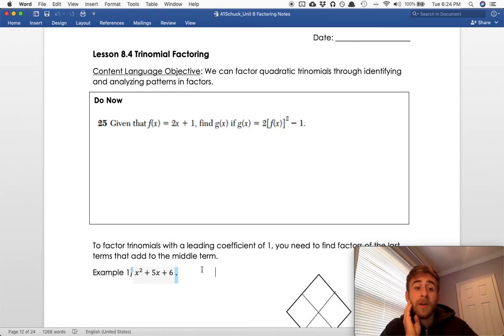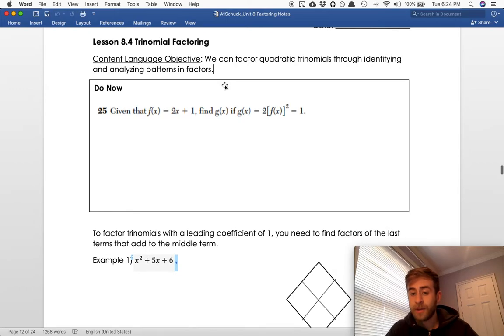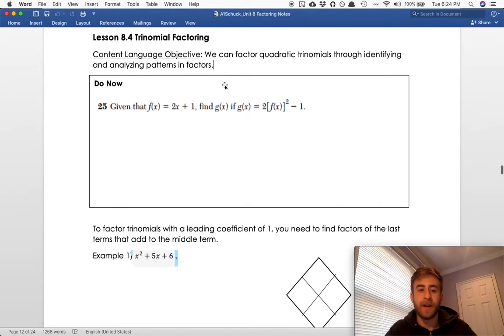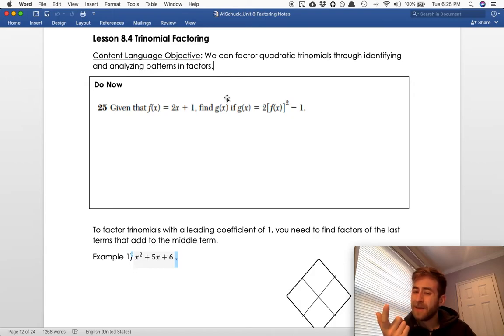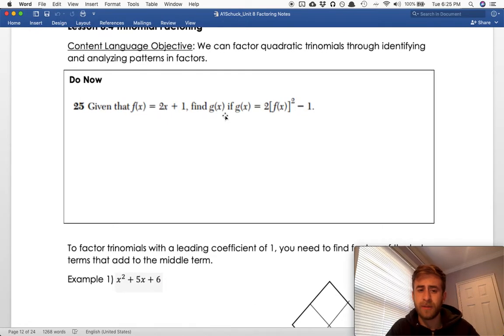Whatever. So we're going to factor quadratic trinomials through identifying and analyzing the patterns in factors, and we'll see what we're doing in a minute. First though, I actually kind of like this do now, so I'm just going to do it. It's a good practice problem, even though it's kind of unrelated. It's just good to do.